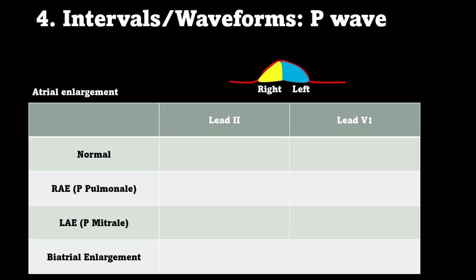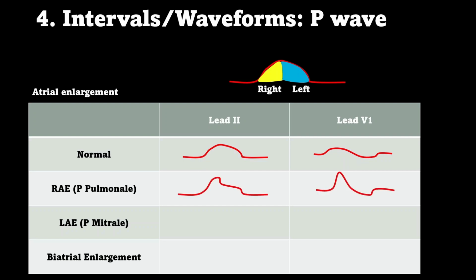And here's obviously that drawing again. The first part of your P wave is your right atrium, and your left is going to be the later part of your P wave. So in our normal P wave, it should be upright in lead 2 and biphasic in V1. Next is our right atrial enlargement.